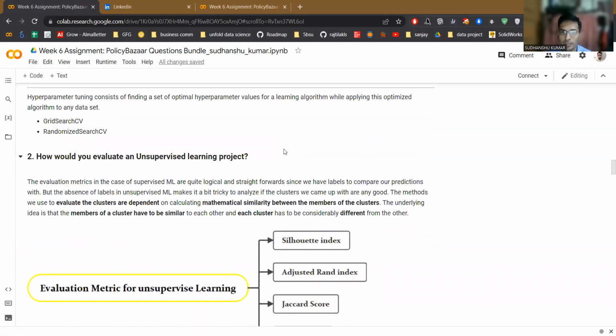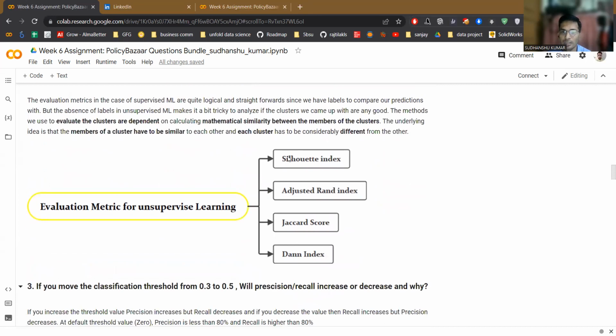How would you evaluate an unsupervised learning project? In unsupervised learning, we have unlabeled data. Hence, we have to check the within-cluster similarity between different data or features, and at the same time we have to check the dissimilarity between two clusters. There are several metrics we use, that is Silhouette index, adjusted Rand index, Jaccard score, Dunn index.